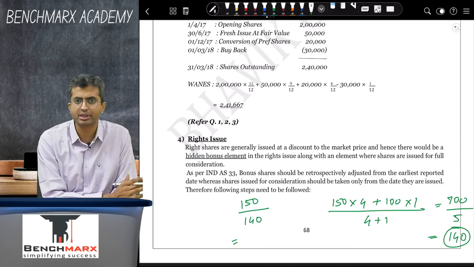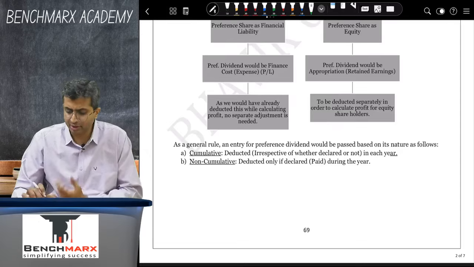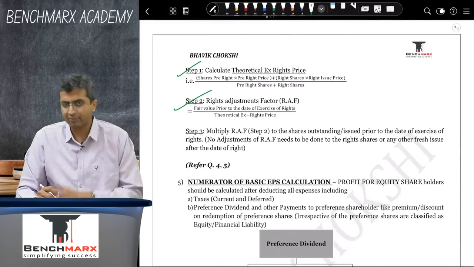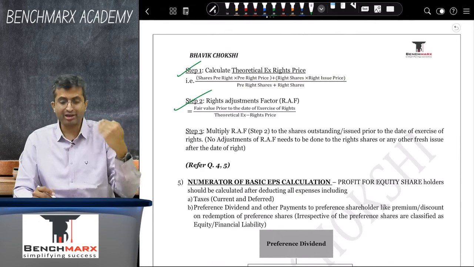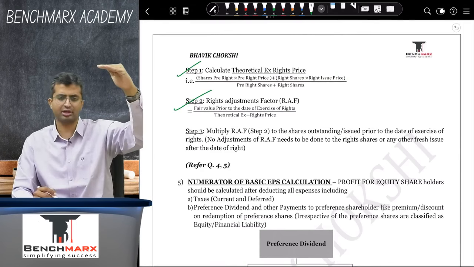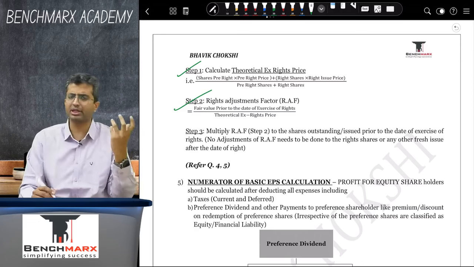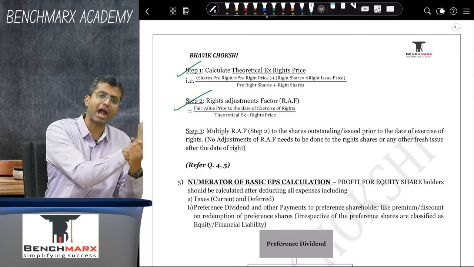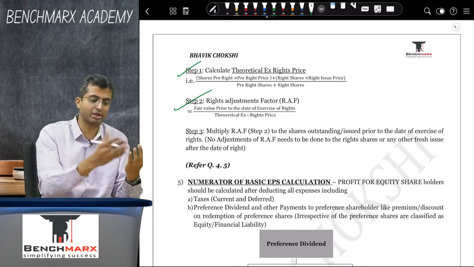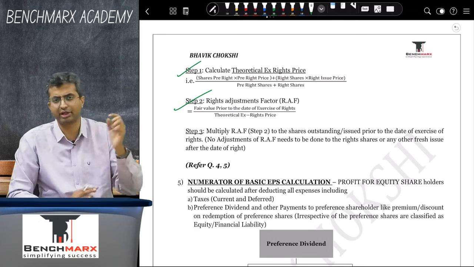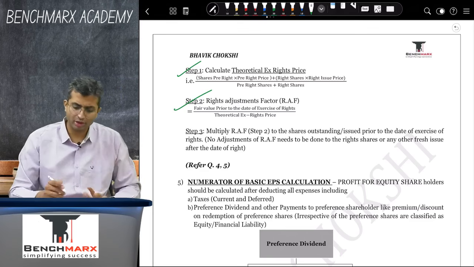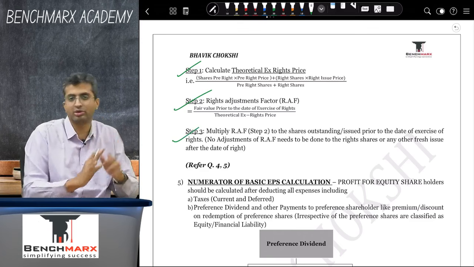So this is something which I would want you to practice. Calculate the theoretical ex-rights price, which is the weighted average price. Then the rights adjustment factor is the price prior to the rights issue divided by the theoretical ex-rights price. Multiply the rights adjustment factor to the shares which are outstanding prior to the rights.